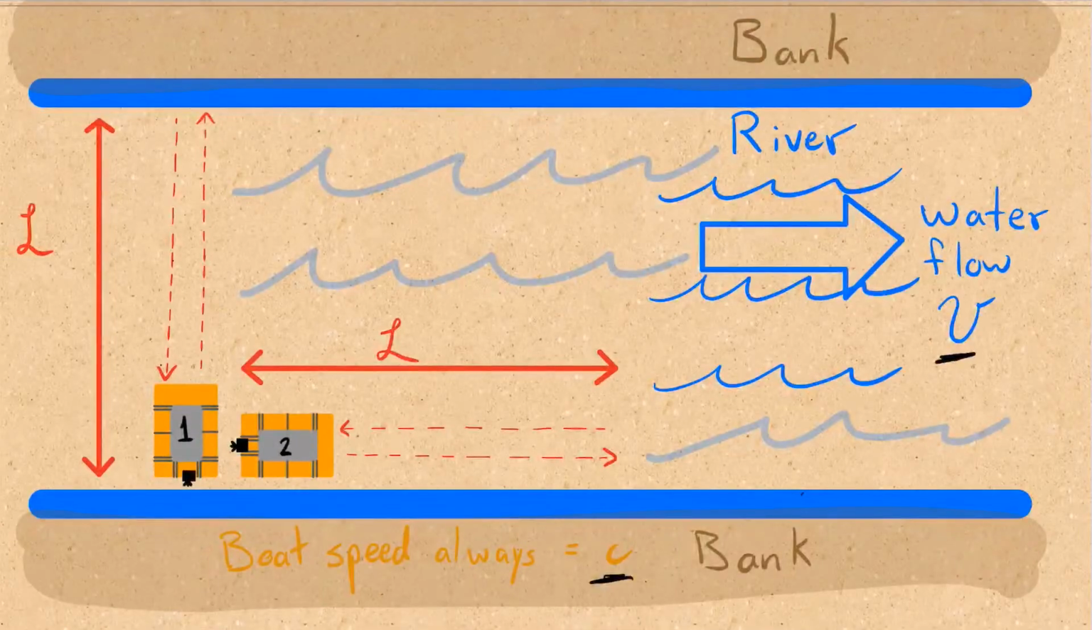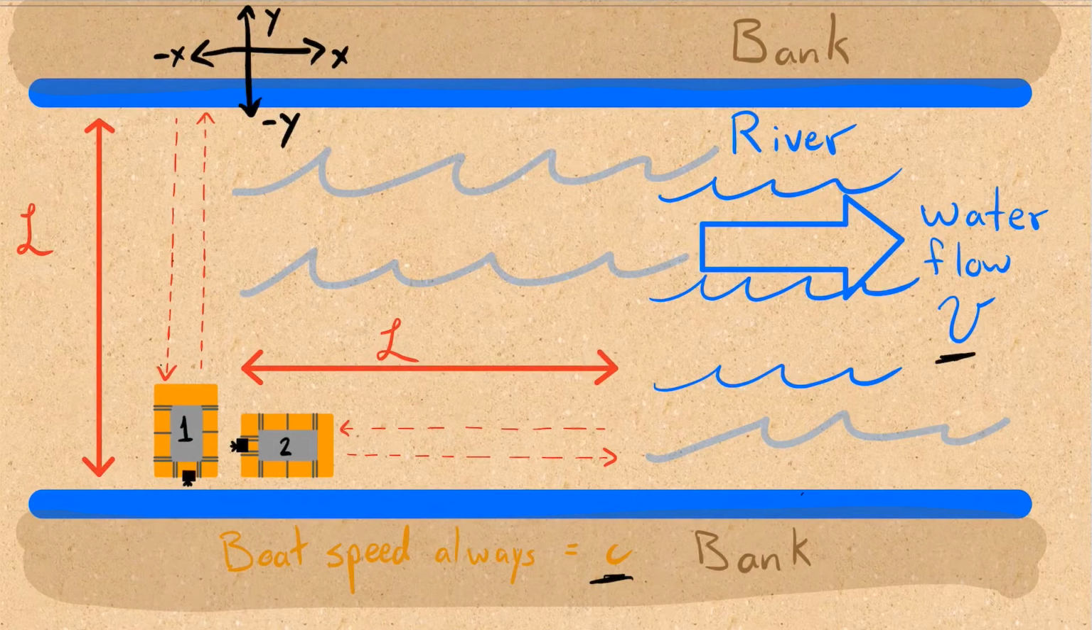So before we start, let's define our coordinate system. So we have the positive x direction and the negative x direction, and the positive y direction and the negative y direction. Okay, so boat 1 is going to have to point itself in a combination of the negative x and positive y direction, because the velocity of the water from the river flowing is going to push the boat in the positive x direction. So that means that we need to find how fast the boat is going in the positive y direction.